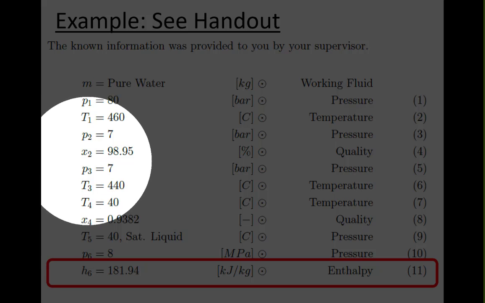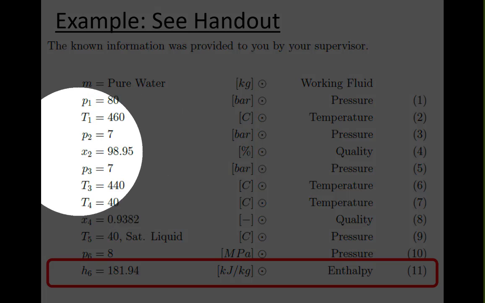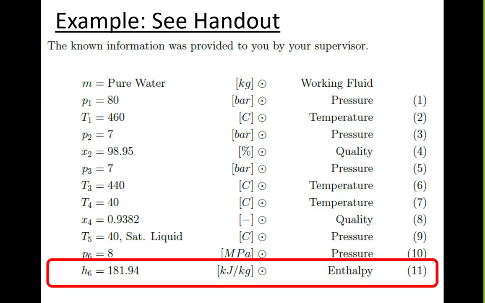X, remember, is the symbol we use for quality. Quality tells us what the mass fraction of vapor is in a given mixture. So that's almost all saturated vapor. The nice thing is anytime we have a state where quality is given to us, that means it's under the vapor dome. So I don't have to do too much work to figure out where we are on our PV or TV diagrams. I know I'm under the vapor dome.